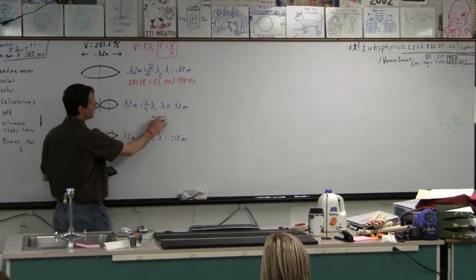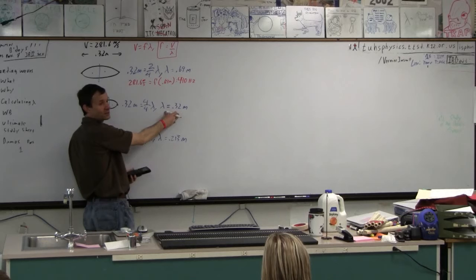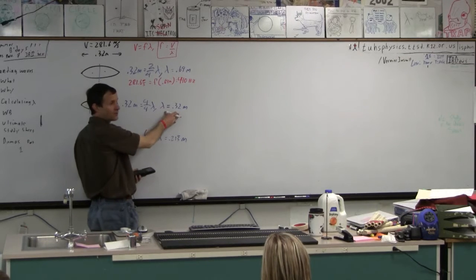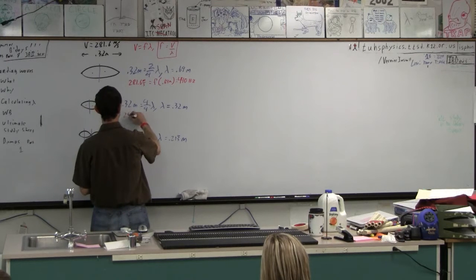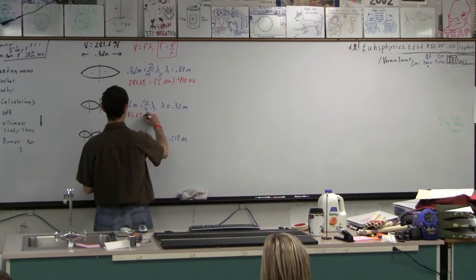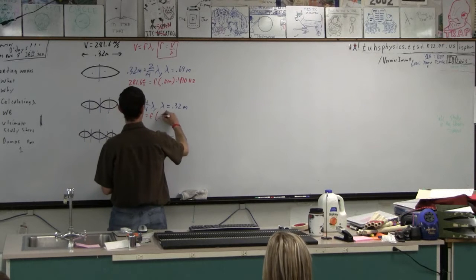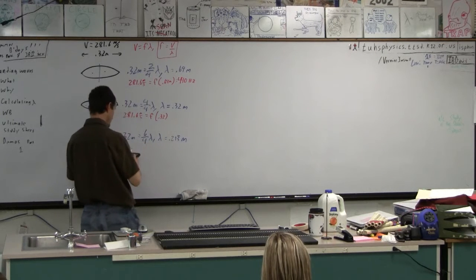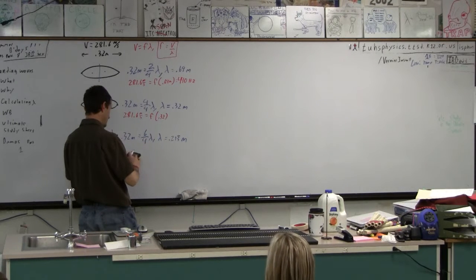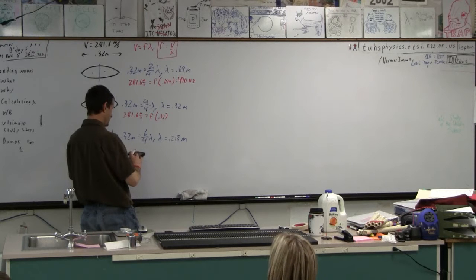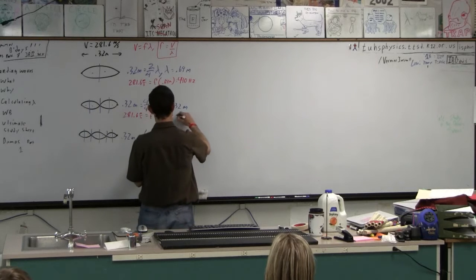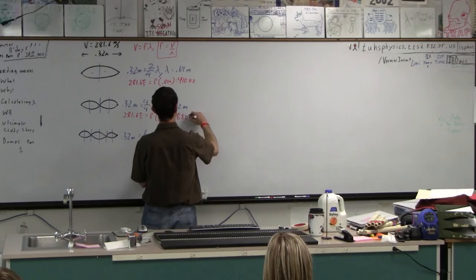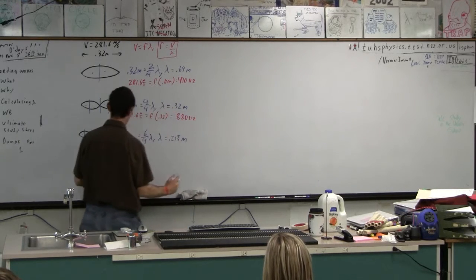Okay, so this one here is half the wavelength. Any guess what its frequency is going to be? It's going to be twice the frequency. Half the wavelength, twice the frequency. Let's write it out anyway. 281.6 meters per second is f times 0.32, and so 281.6 divided by 0.32 is 880 hertz.